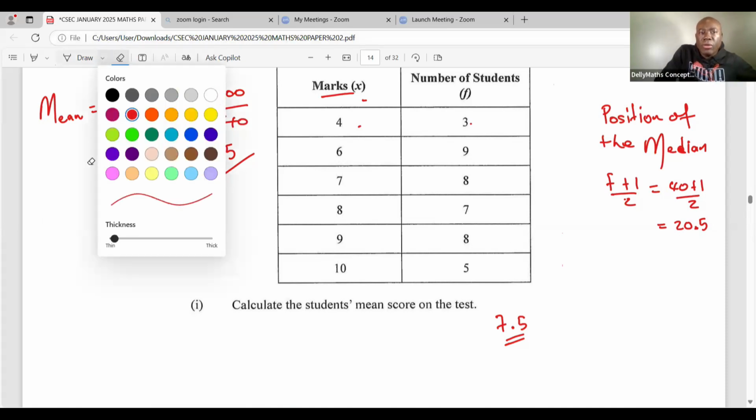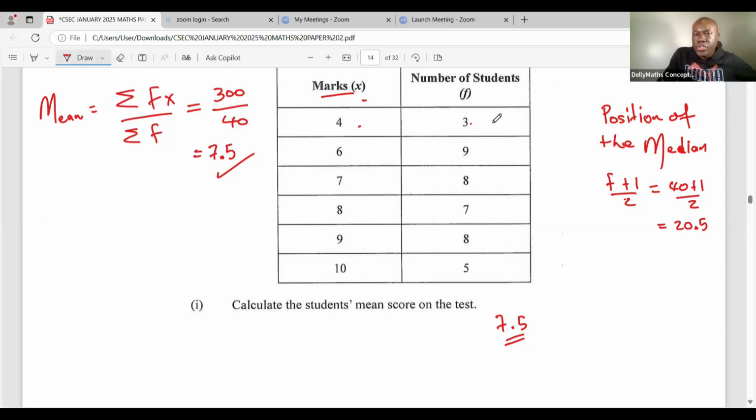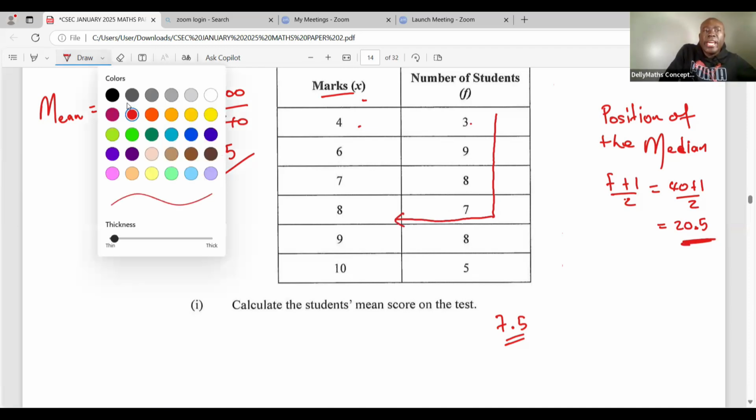So let's go down the table first, right? So I'm going to add going down. So think about this. 3 plus 9, that's 12. We're not there yet. 12 plus 8, that's 20. We're still not there. The moment I add 7 to the 20, that's 27. I have to stop because I would have passed the 20.5. So I'm going to point. So it's telling me that 8 is a part of what I'm doing. But I have to do a double check.